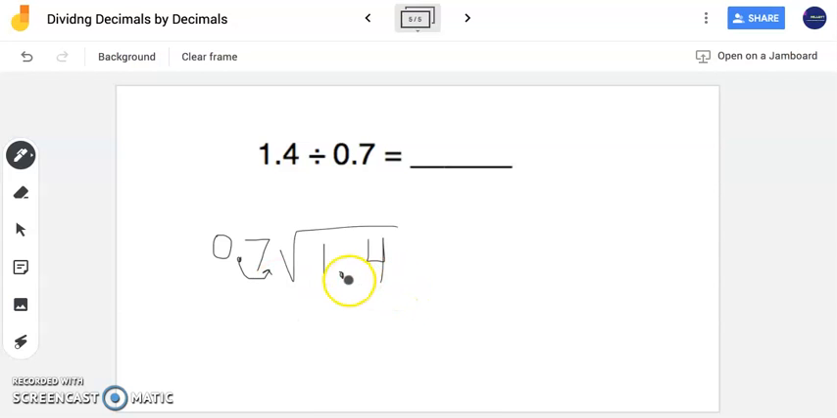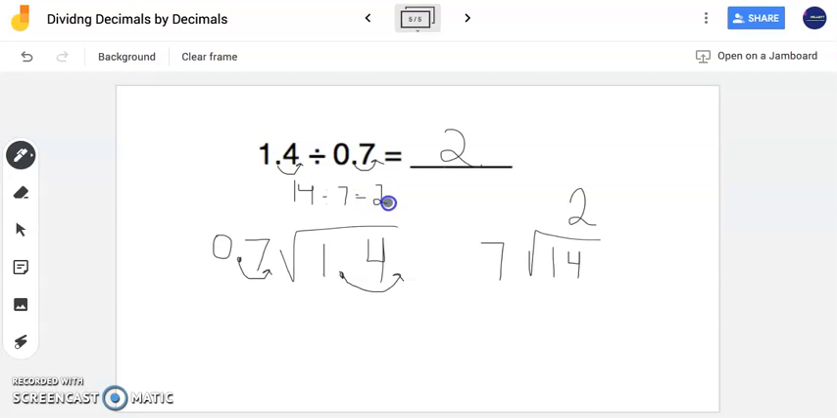Now by doing that, I also need to do that in my dividend. So now I'm going to multiply by 10 as well. So now I'm left with 14 divided by 7, which I can easily find the solution to. 14 divided by 7 is just 2. So here I have 1 4/10 divided by 7/10, which is just 2 as my answer. Now again, you can multiply one part by 10 and you do it to the other part of your problem as well, giving you 14 divided by 7, which is simply just 2 as your answer.